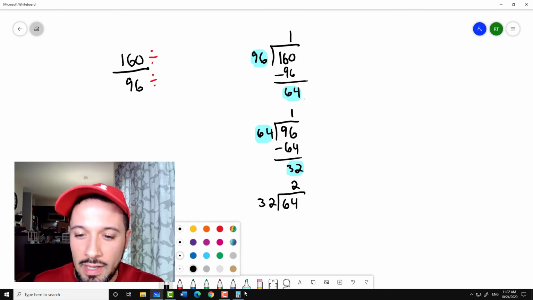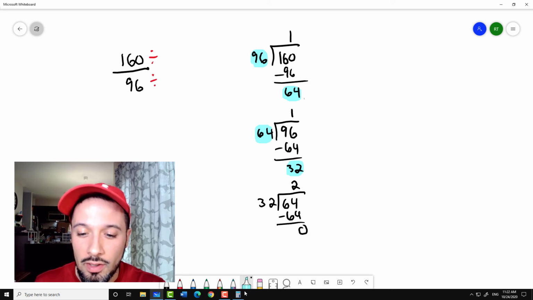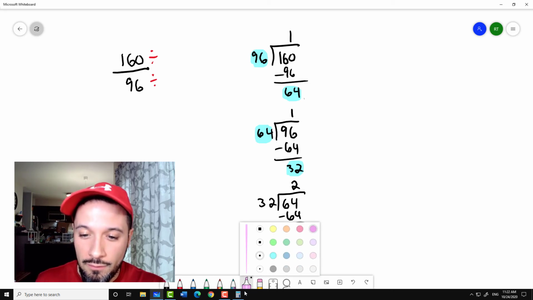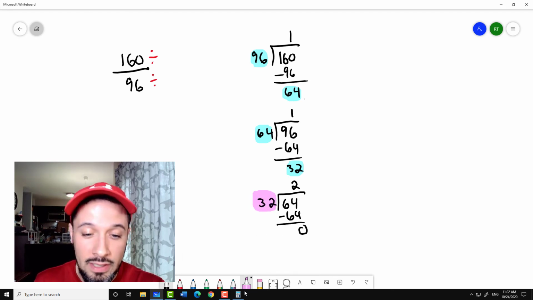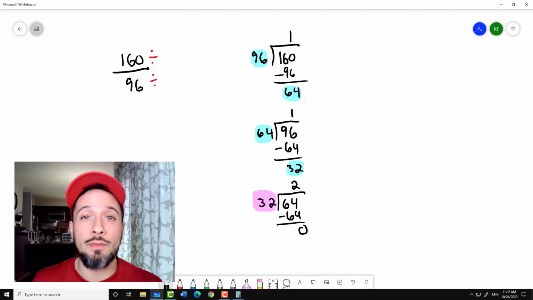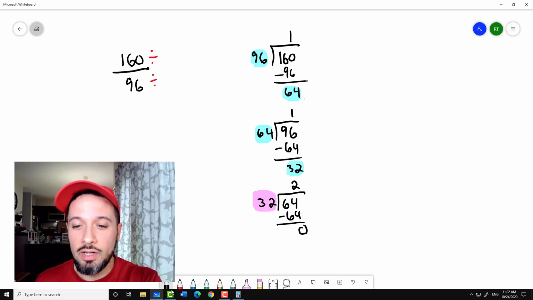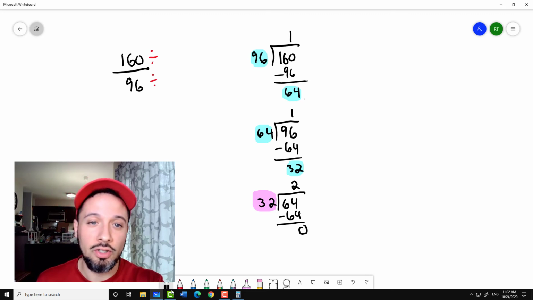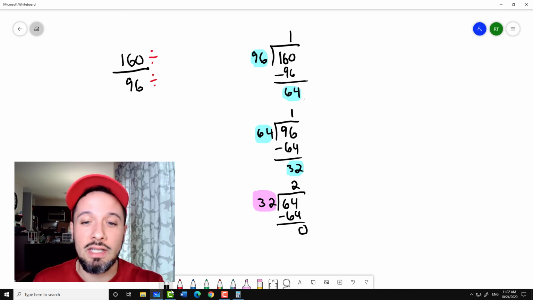Alright, and you can see here when I multiply it out, I get 64, and when I subtract it, my remainder is 0, which means that the greatest common factor of 96 and 160 is 32. So that's always going to be true. When your remainder is 0, that number here is going to be your greatest common factor. In other words, your biggest number that could go into 160 and 96.